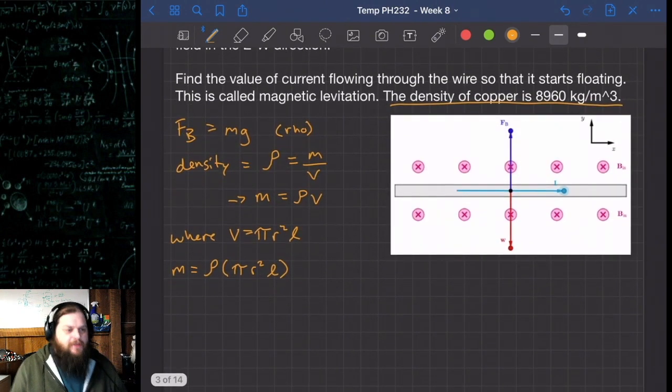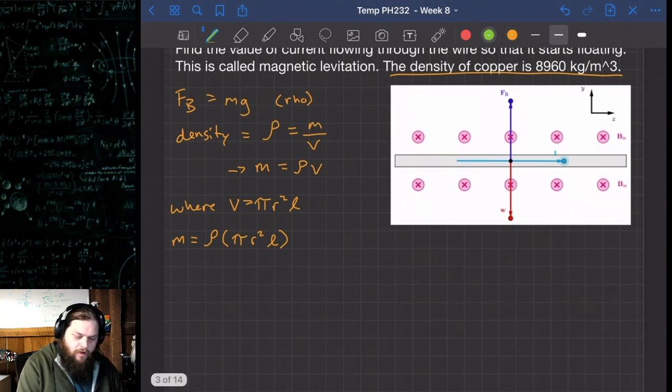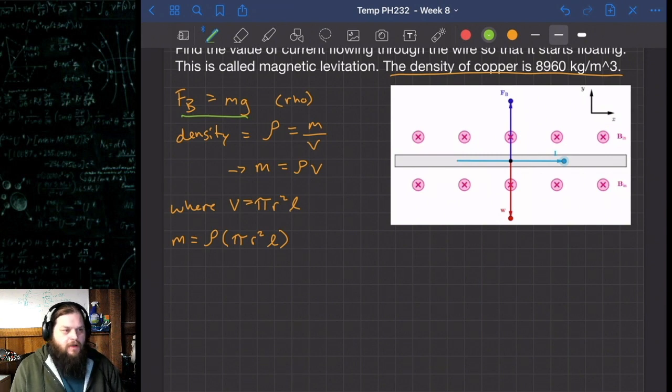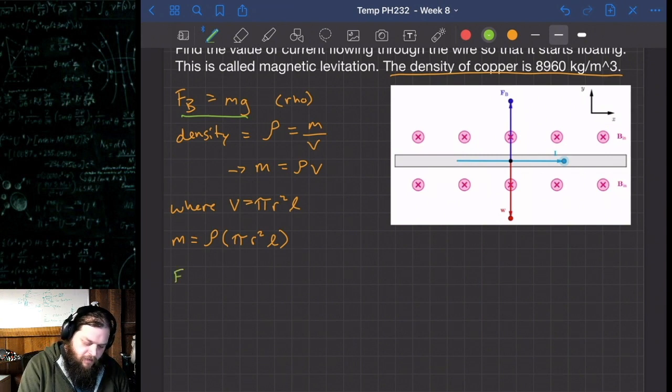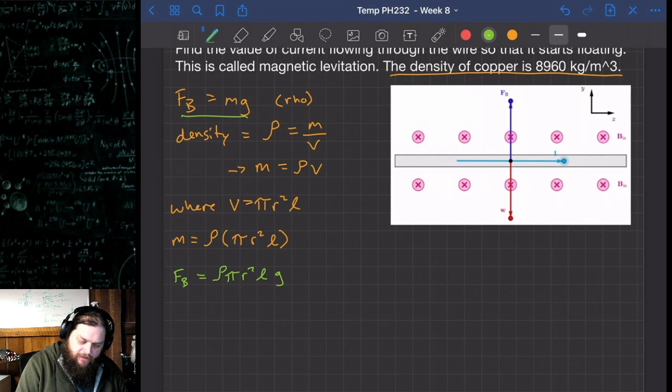Now, using this equation we have for the mass, we can substitute it into the equation we had up top. So we can say that the magnetic force would be equal to the density times pi r squared times length, multiplied by gravity. Now we can input the equation that we have for the magnetic force.